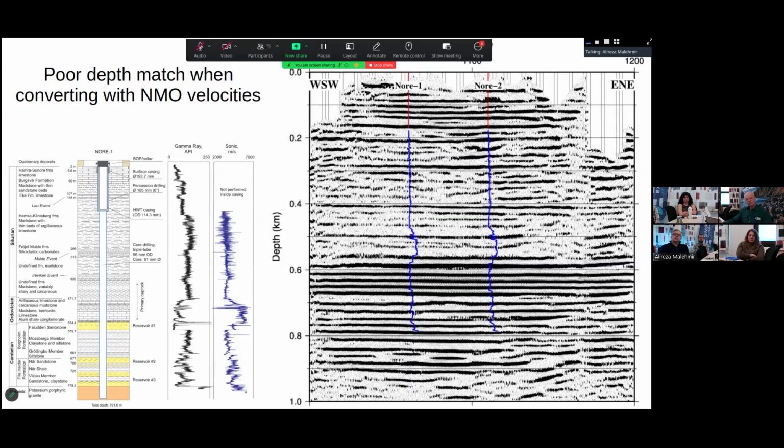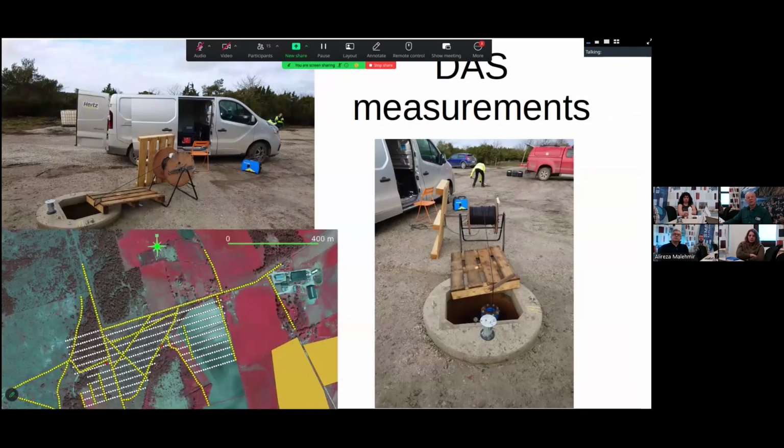The depth conversion was done using the normal move-out velocities. This was the only information we had at the time for the depth conversion. So this is how we did the DAS, as I say, just very simple. We went down as far as we could in the boreholes. They were both about 800 meters deep, but we didn't get down to the total depth in either of them.